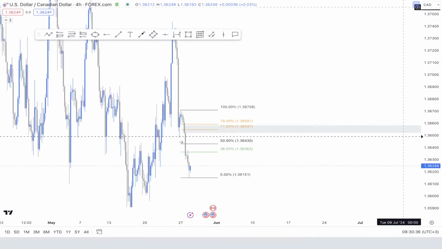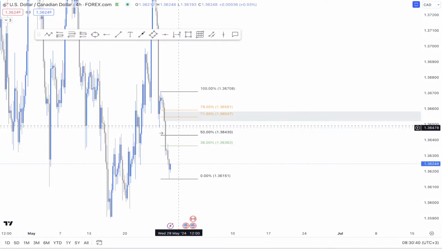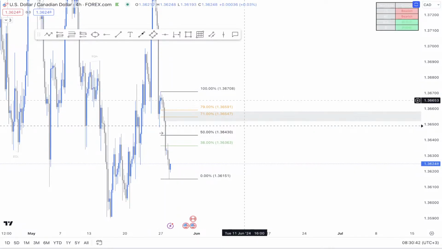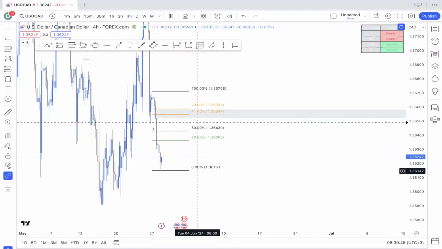On USD CAD, we have a bearish setup looking very textbook: aggressive break, fair value gap lining up perfectly with the point of interest. And now the last thing that we need to wait for is a corrective pullback.